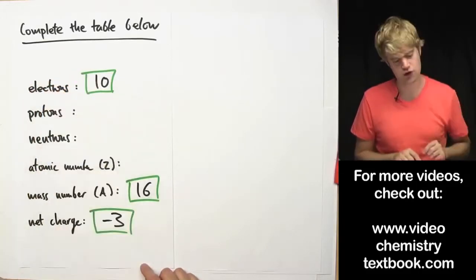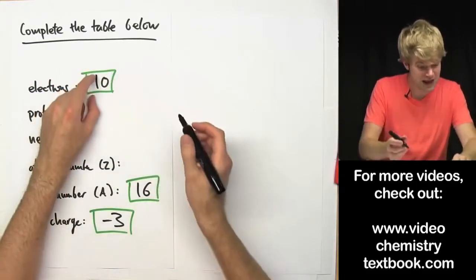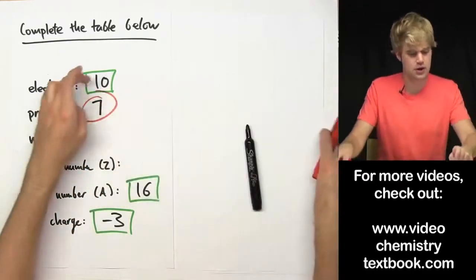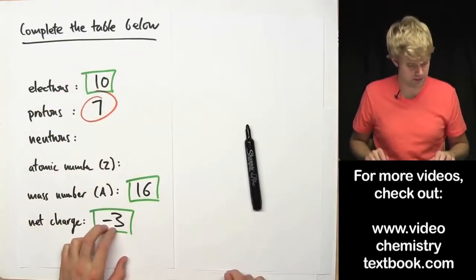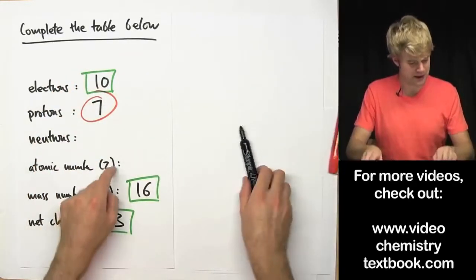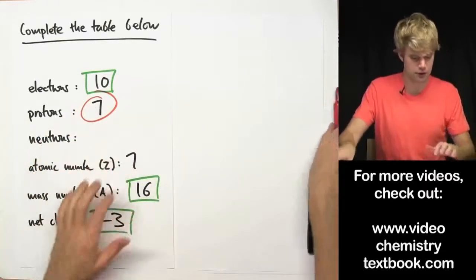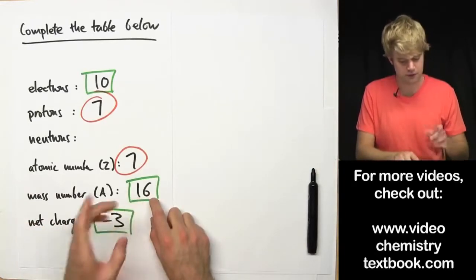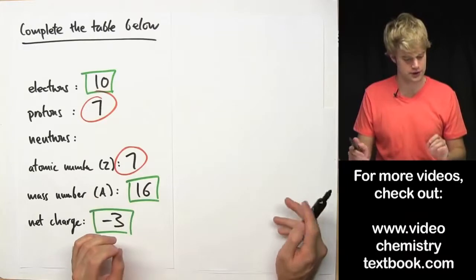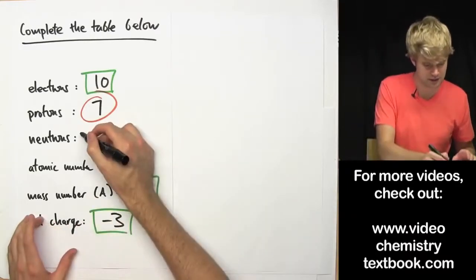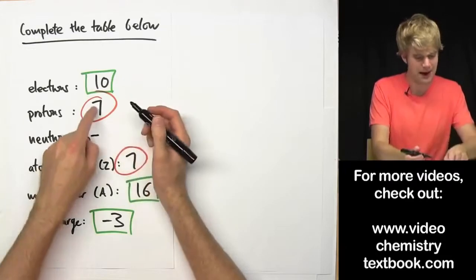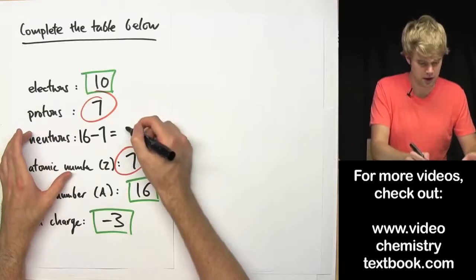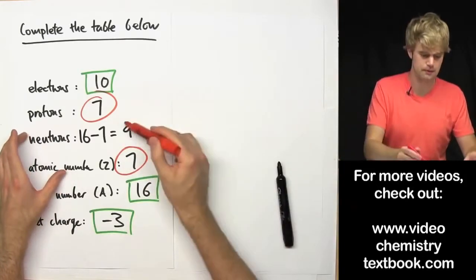So I have 10 electrons. That means that I'm going to have 7 protons. 3 more electrons will give me -3. Okay, now I know that my atomic number is the same as my number of protons, so that is also going to be 7. The mass number here is the number of protons plus the number of neutrons. So to get just the number of neutrons, I take the mass number, protons plus neutrons, minus the number of protons, 7, and that is going to give me 9 neutrons.